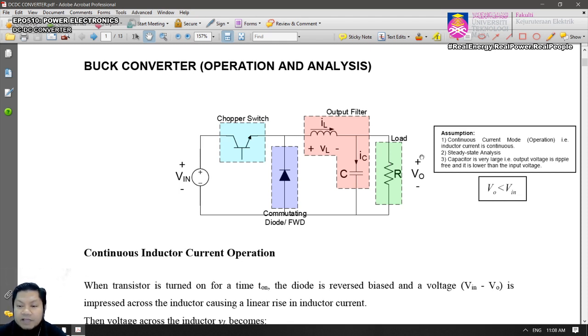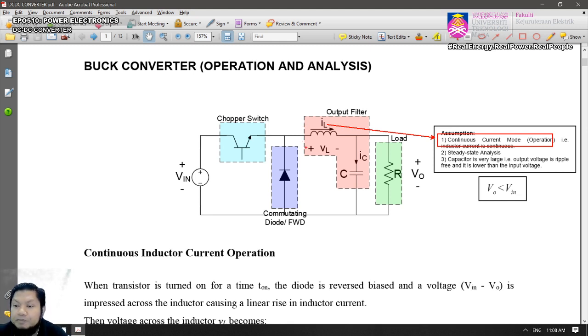Okay, and we have the output voltage. To describe the circuit operation, we need to make some assumptions. The first one is that, in EPO 510, we are only going to consider continuous current mode operation of this IL, the inductor current. Why? I'm going to show you later on why we have to consider that.